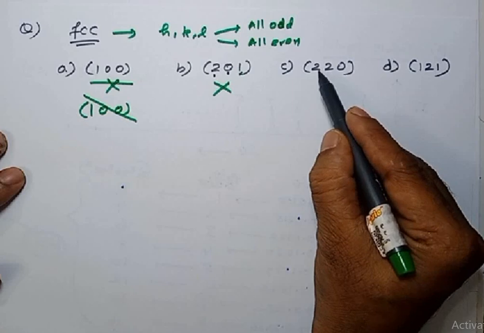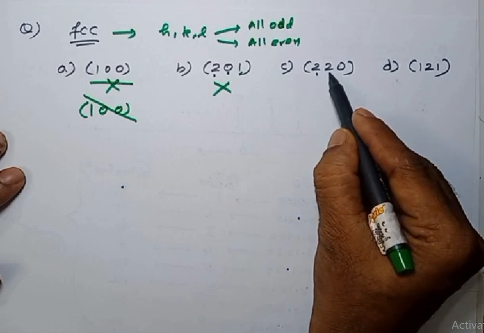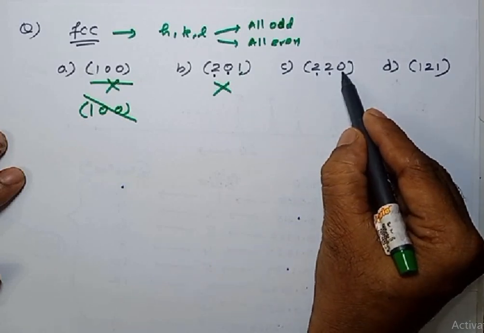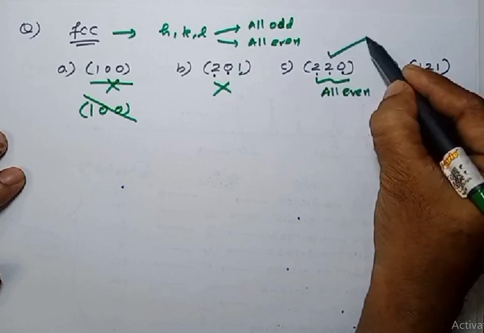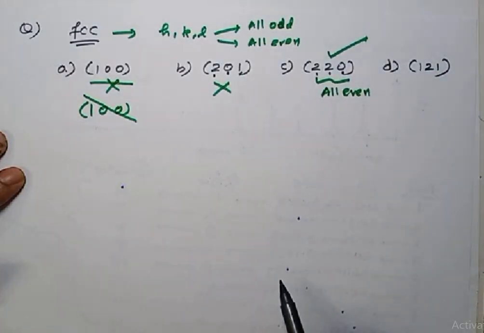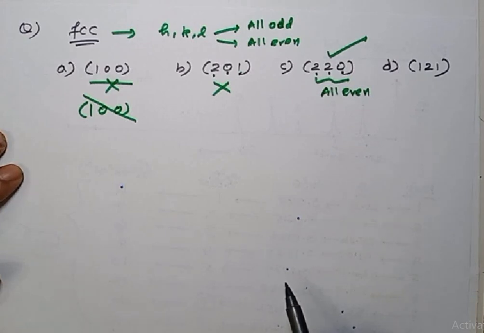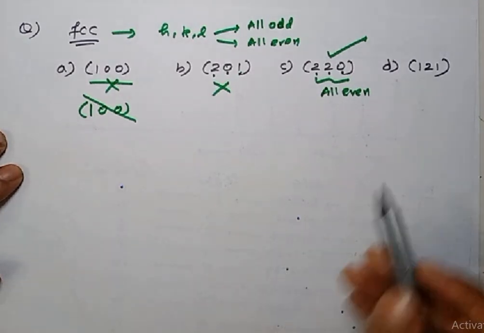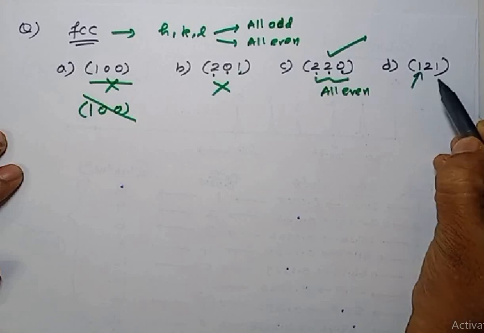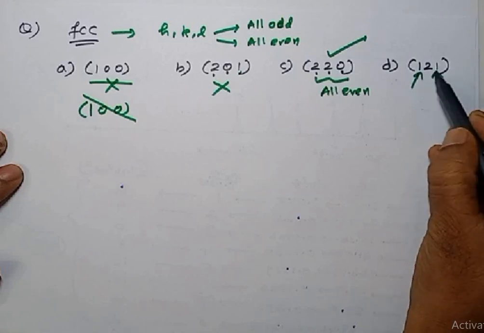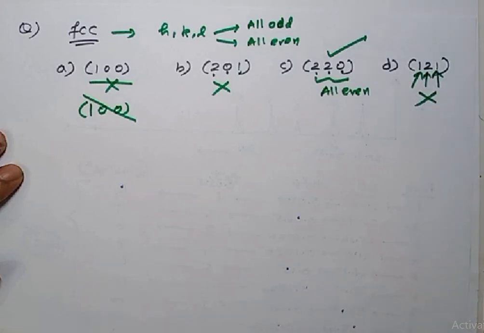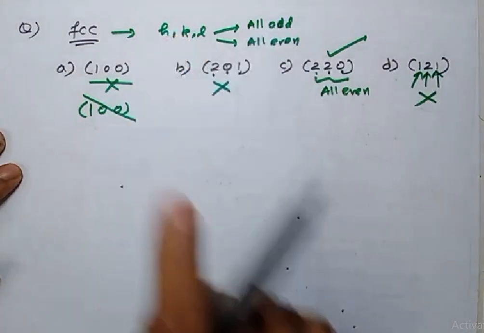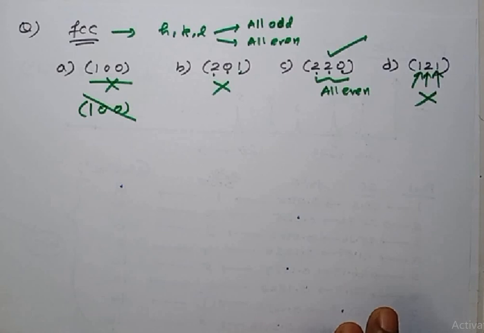What about C? 2 even, 2 even, 0 is also even. Yes, all even here. Yes, this will give signal in the XRD experiment. What about 1 2 1? This is odd, the last one also odd, but the central one is even, so it will never give signal in the XRD for FCC crystal.